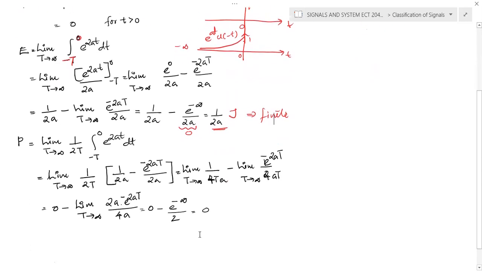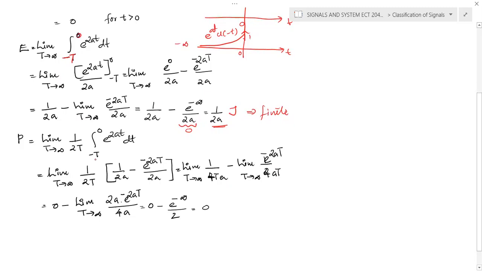Now we can calculate the power also. Again, we need to substitute the energy component here. So I can substitute the equation directly here because we already simplified that portion. But we need to multiply with 1 by 2a. This is an extra term. So if you multiply this and apply the limit t tending to infinity, there is a term 1 by 4ta. So if t is tending to infinity, 1 by t is tending to 0. So this part becomes 0.